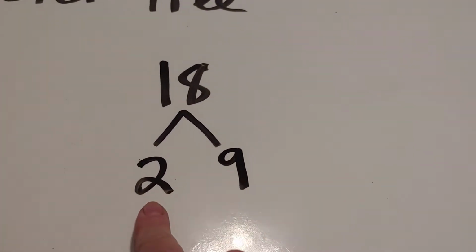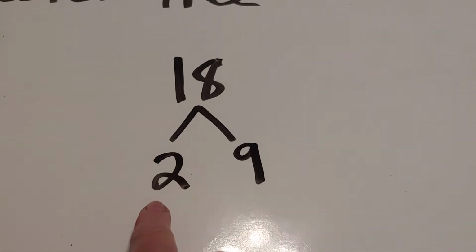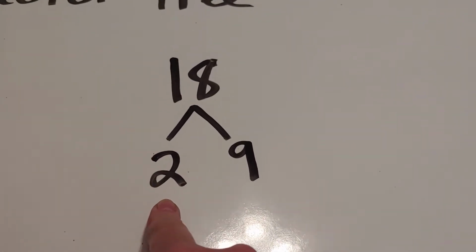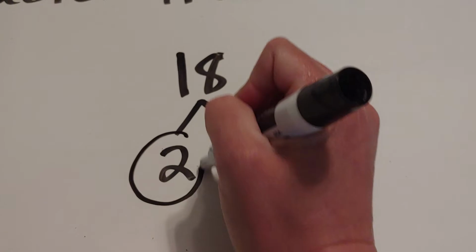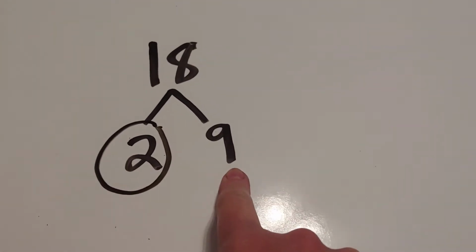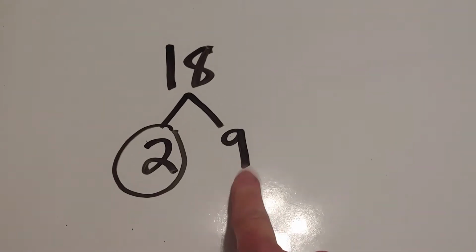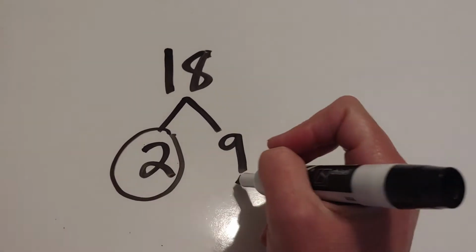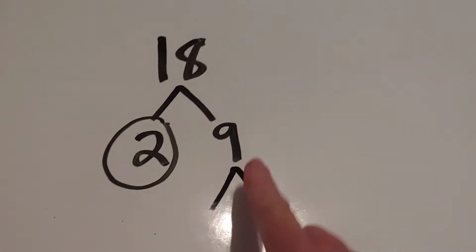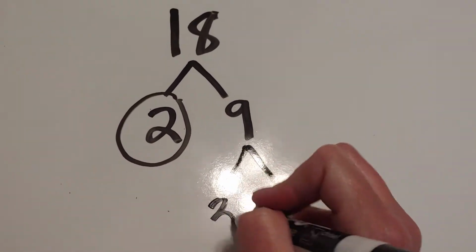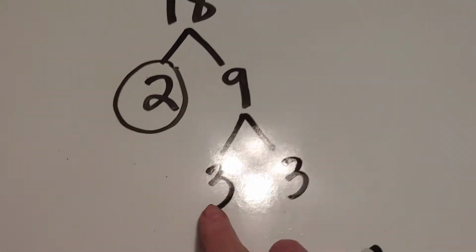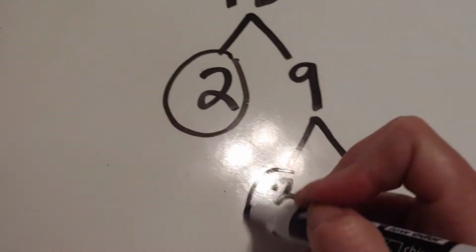Okay. What you want to do is if the number is prime, and 2 is a prime number, I circle it. If the number is not prime, and that of course is called composite, then I want to break it down. So what two numbers multiply to 9? And those two numbers are 3 and 3. If these are prime, you circle.